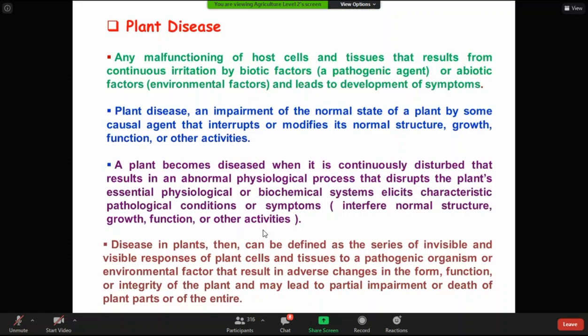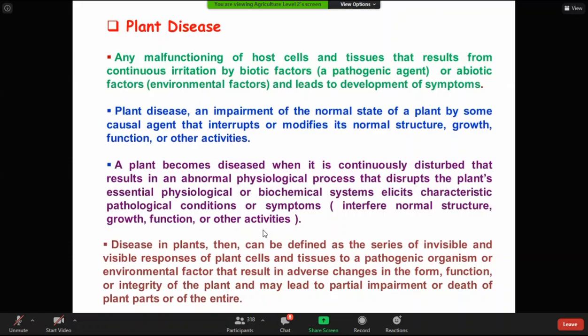In other words, you can say plant disease is an impairment of the normal state of the plant by a causal agent that interrupts or modifies its normal structure, growth, function, or other activities. When the plant is infected by microbes, its structure, growth, function, and other activities are interrupted or modified, we call it plant disease. Another definition.